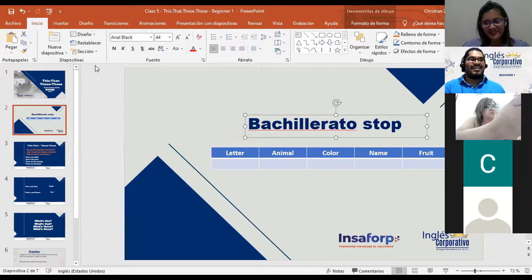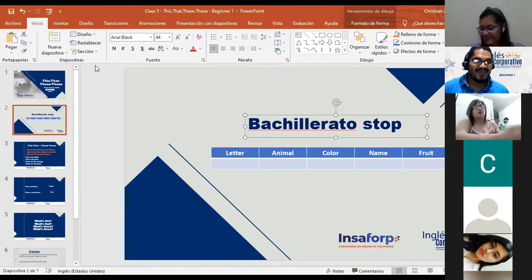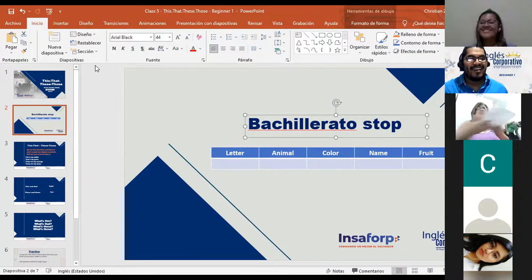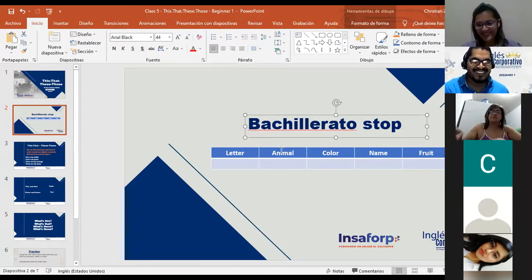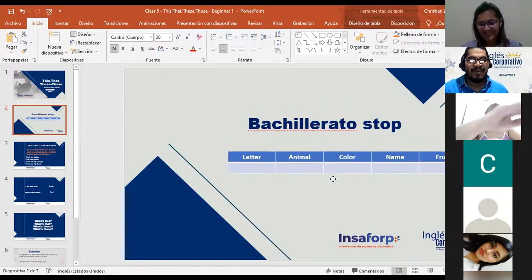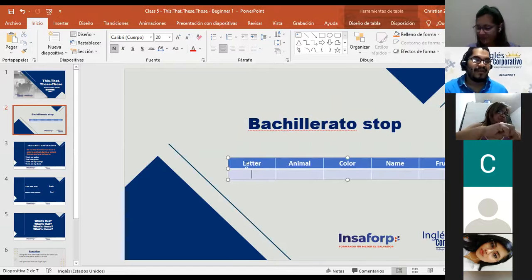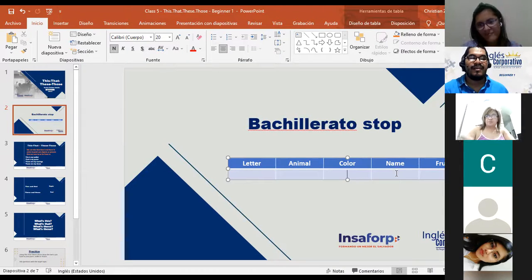The only difference is that obviously it's going to be in English, right? We're going to look for words in English, and it's going to be easy words, so no worries. We have a chart here. If you see a place where you're going to place the letter, then for the letter that I put here, you're going to look for an animal, the name of an animal that starts with that letter, a color, a name, any name, and finally a fruit. And as I said, all of them should be in English.